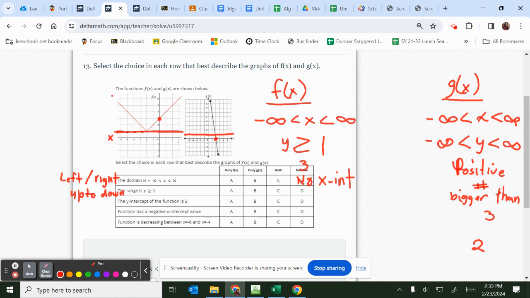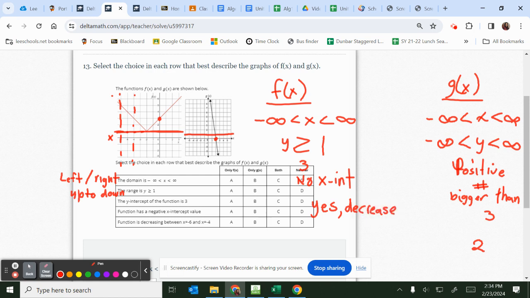The final thing: the function is decreasing when x is between negative 6 and negative 4. When x is negative 6, that would be right here. When x is negative 4, that would be right here. When I look at my line, I see that it is going down. So yes, for f of x, it's decreasing between negative 6 and negative 4.